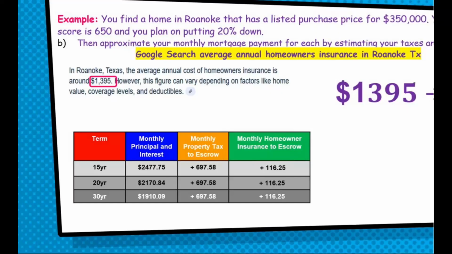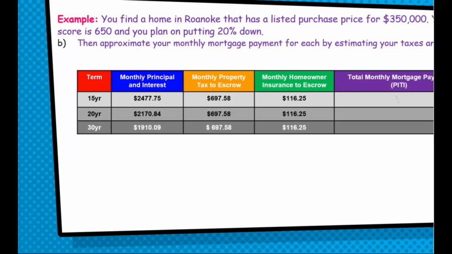So I'm going to take this number and divide this by 12, and I get $116.25 a month. So these are the four parts of my mortgage. I have my principal and interest combined, and then I have my monthly property tax going to escrow, and then my monthly homeowner's insurance going to escrow.